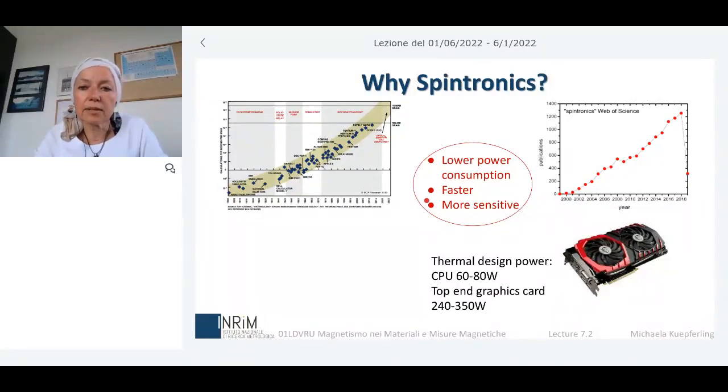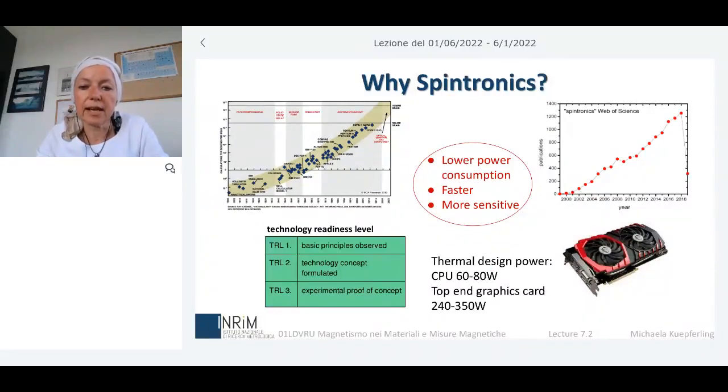For example, electronics based on spins might be faster and even more sensitive, and we might see some applications in this lecture. On the other hand, I have to tell you, to be honest, that concerning this new kind of electronics, we are still not so far along at the moment in research.